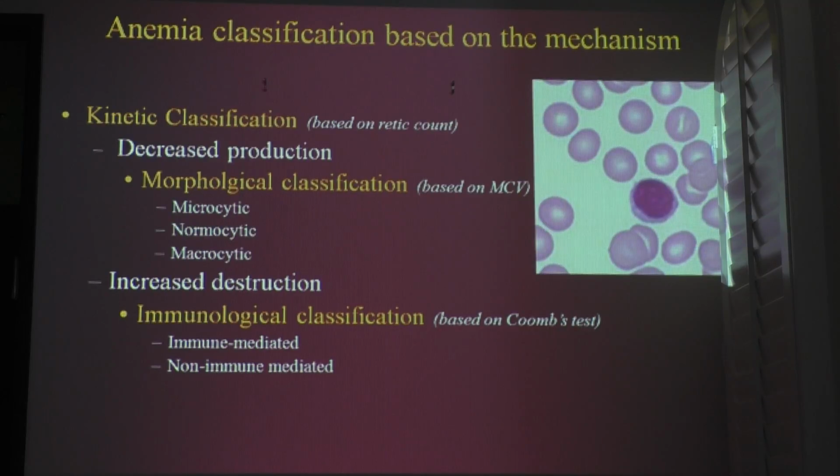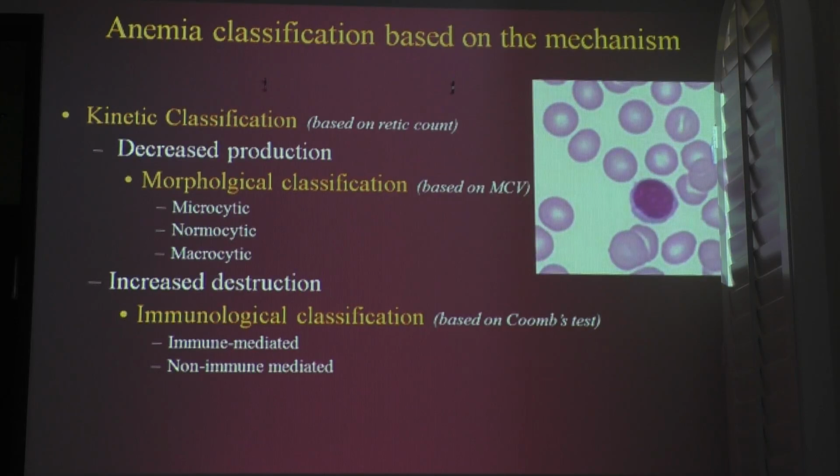But there is also a morphological classification. When I was in medical school, most of the teaching came from the morphological classification. I think it's good that you understand both, because there's going to be a lot of overlap in these two classifications, but it's based on the MCV. We all know what MCV is. It's the mean corpuscular volume. It's pretty much the average size of the erythrocytes. Based on that, we can label the anemia as either microcytic, normocytic, or macrocytic.